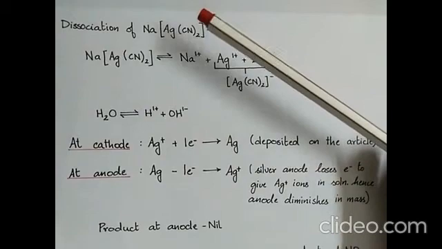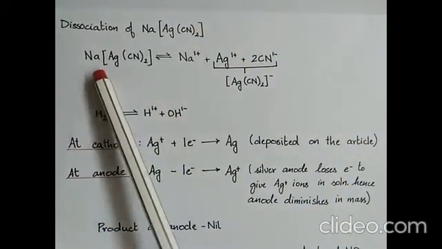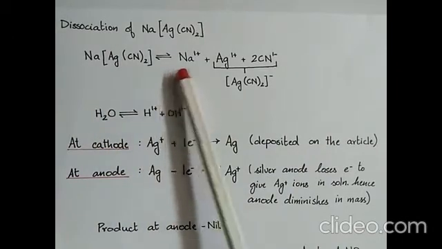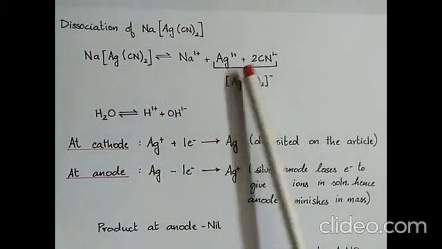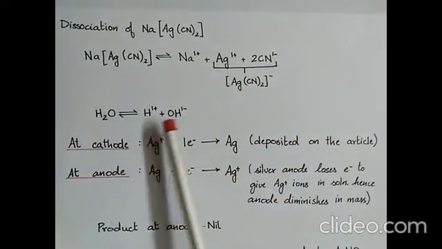Dissociation of electrolyte sodium silver cyanide. It is a complex salt. You can see a simple ion sodium and a complex ion silver cyanide. It dissociates to Na+, Ag+ and CN- ion. Water dissociates to H+ and OH- ion.